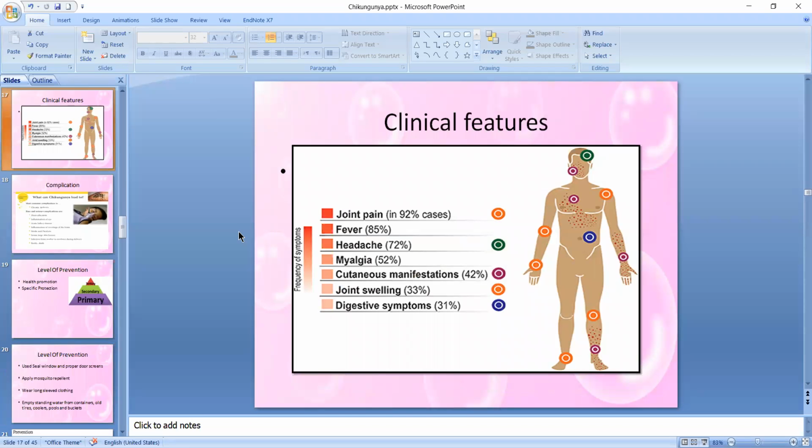Clinical features: the main symptom of this disease is joint pain, which is present in almost 92% of cases. Other symptoms are fever, headache, myalgia, cutaneous manifestations, joint swelling, and digestive system symptoms.